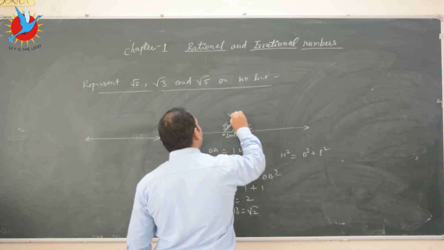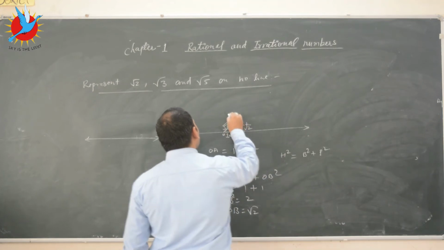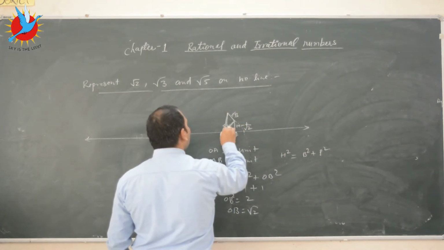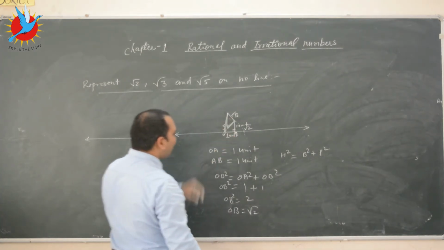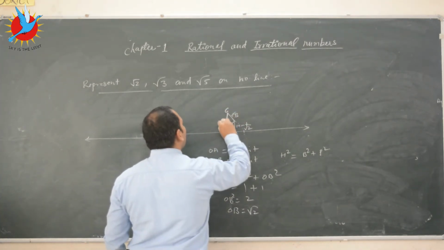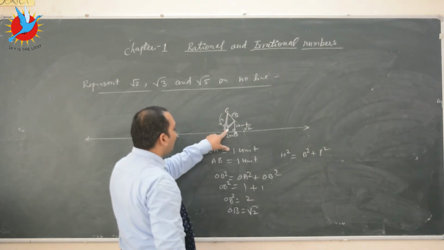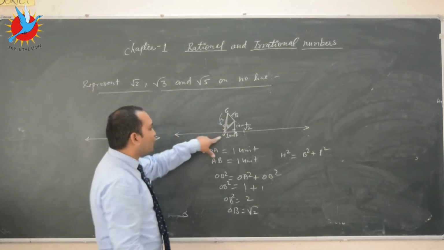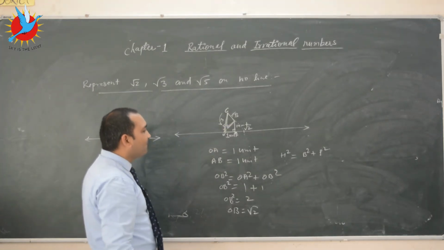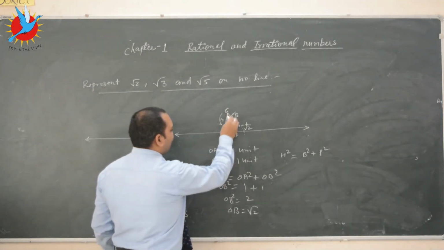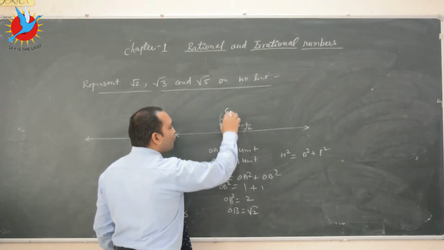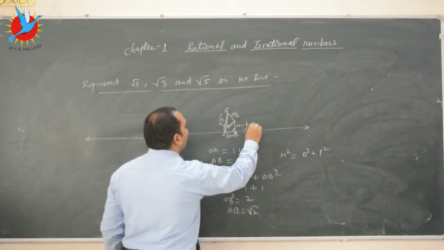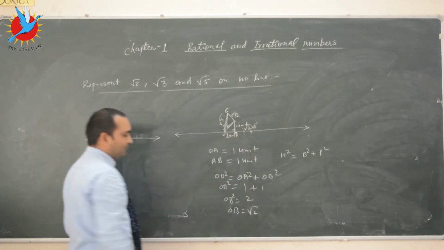So this is 1 unit and this is under root 2. So this is hypotenuse, and by the Pythagoras theorem, OC is equal to under root 3, because under root 2 square plus 1 square is equal to OC square. So OC is equal to under root 3. So we take one arc from O to C, and this arc represents it on the number line. So under root 3 will be here.